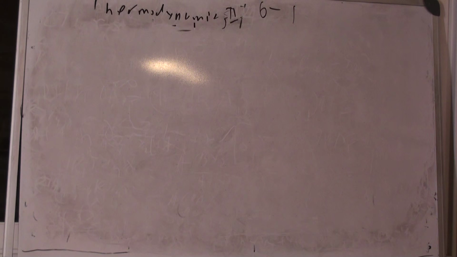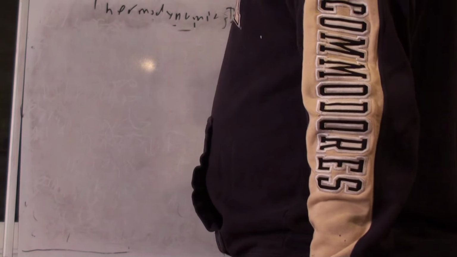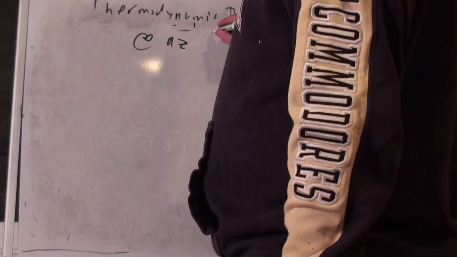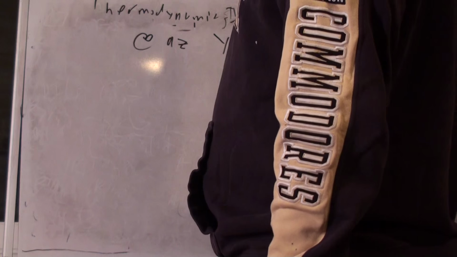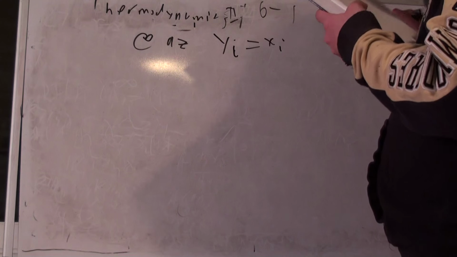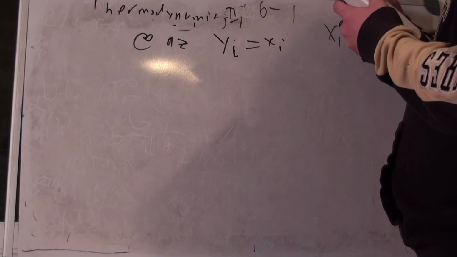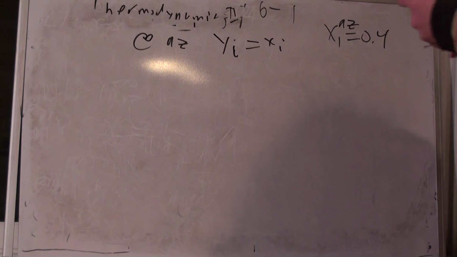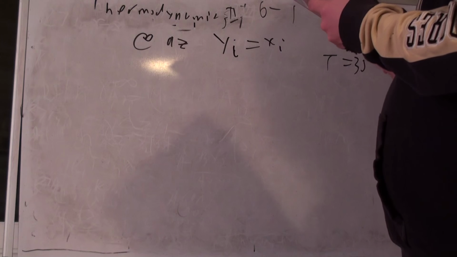Okay. It says, assume component 1 and component 2 of a mixture form an azeotrope. So as soon as I see the word azeotrope, in my brain it should click that at an azeotrope yi is equal to xi. Before I do anything, I should just recognize that. Okay, it's saying that x1, which is equal to y1, is equal to 0.4 at the azeotrope. Saying that T is equal to 350.